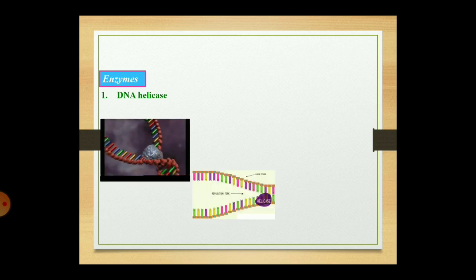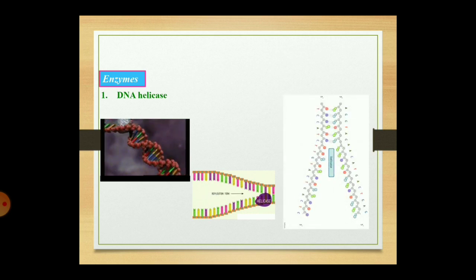Then a set of enzymes. Along with the enzymes, one very important requirement is the inorganic ion Mg2+. The first enzyme involved in DNA replication is DNA helicase. What is the role of DNA helicase enzyme? DNA helicase breaks the hydrogen bonds between the 2 strands.